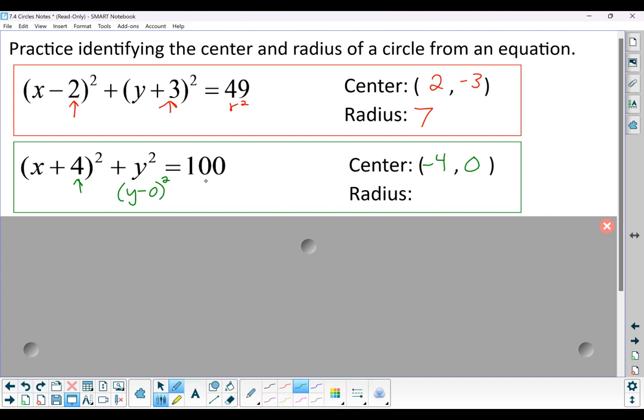Okay, and then the last thing for this circle is that you can see that the r squared is 100, and 100 is 10 squared, so our radius is 10.